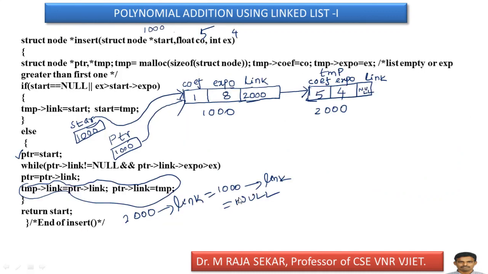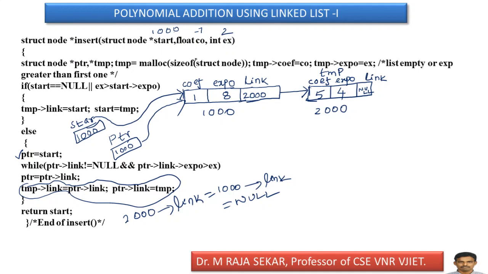Minus 7 comma 2. This one must be, let me erase first. Let me erase this. This one, minus 7 comma 2. Minus 7 comma 2 means, let me choose pen, CO is minus 7, EX is 2, and as usual start is 1000. Now where will I go? I will enter inside this particular function.